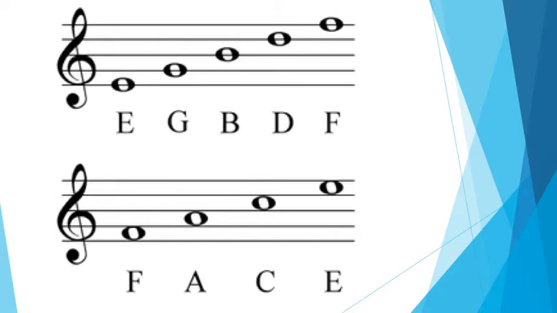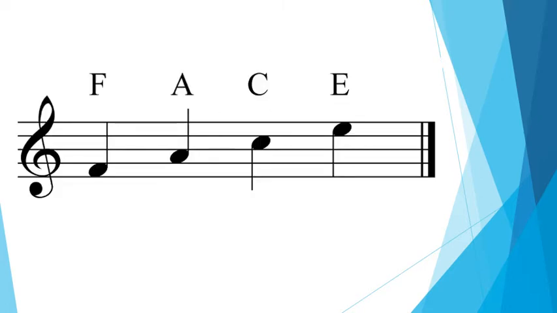So let's look more in depth at the space notes. The way that I remember, spaces spell face, and that's an easy way to remember them. So if you're looking at some music and the letters are covered up, because there won't be letter names on the top of your music, you'll just have the music note. Just remember face, space, F, A, C, and E.